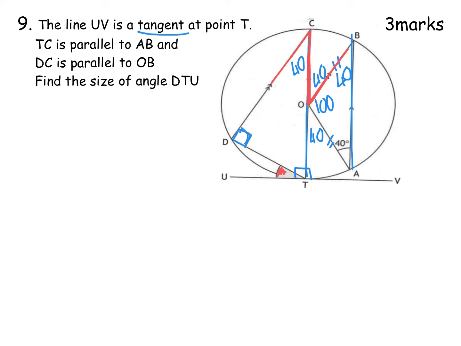I normally look for them first. And then that makes the angle down here at T, 90 plus 40 is 130. Away from 180 makes this 150. And then that means that my missing angle, so DTU, is 90 take away 50, which is 40 degrees. So there's a lot of 40s going on in that one.